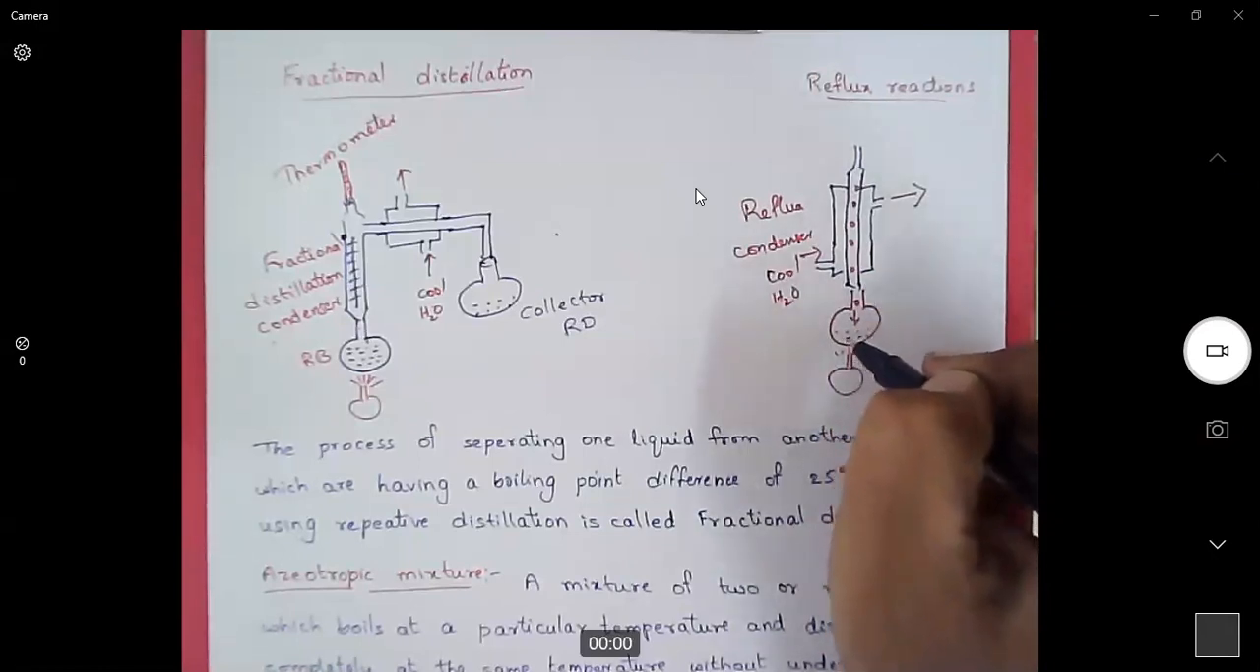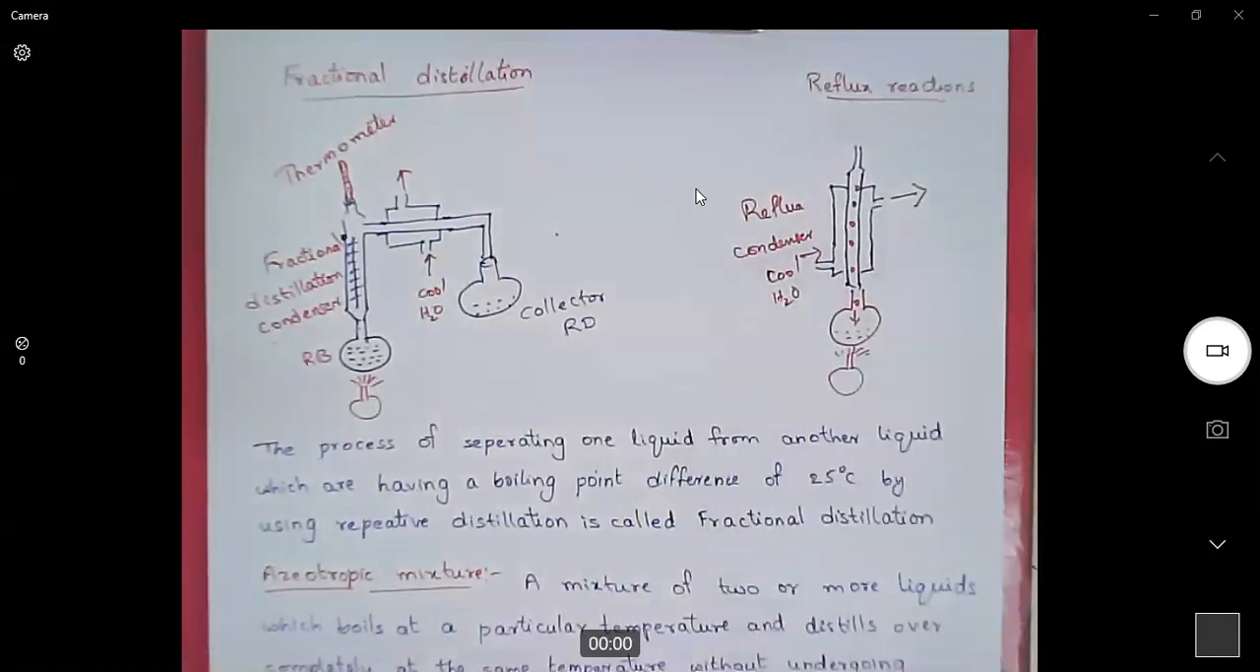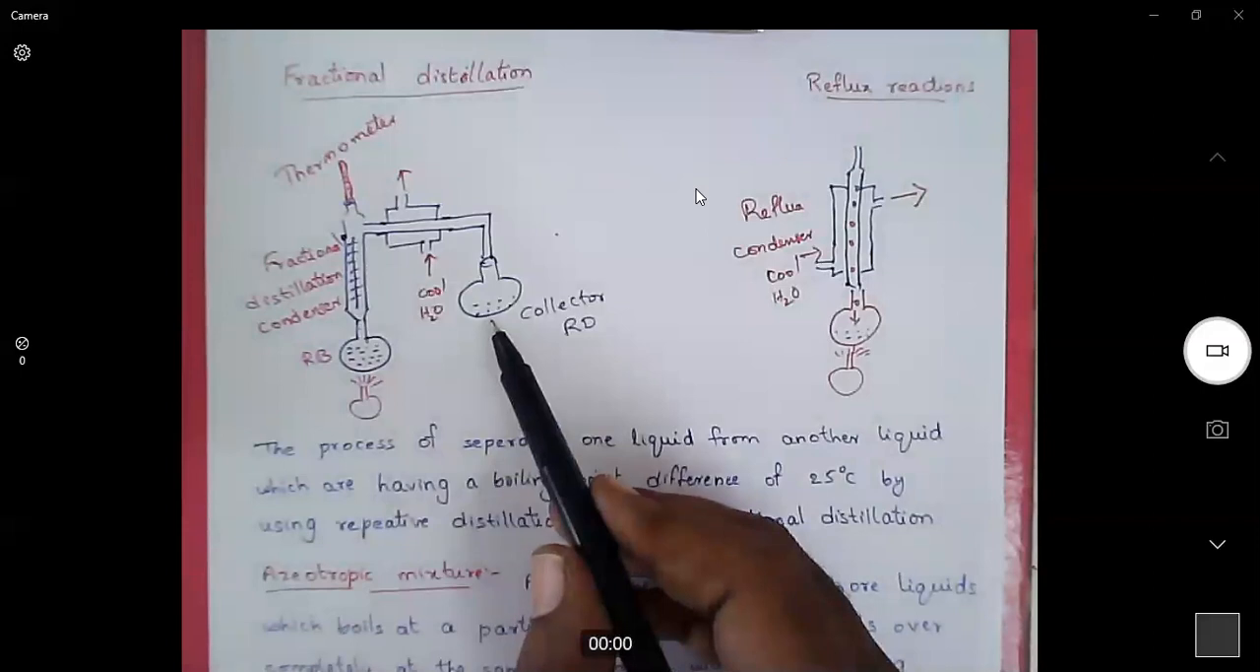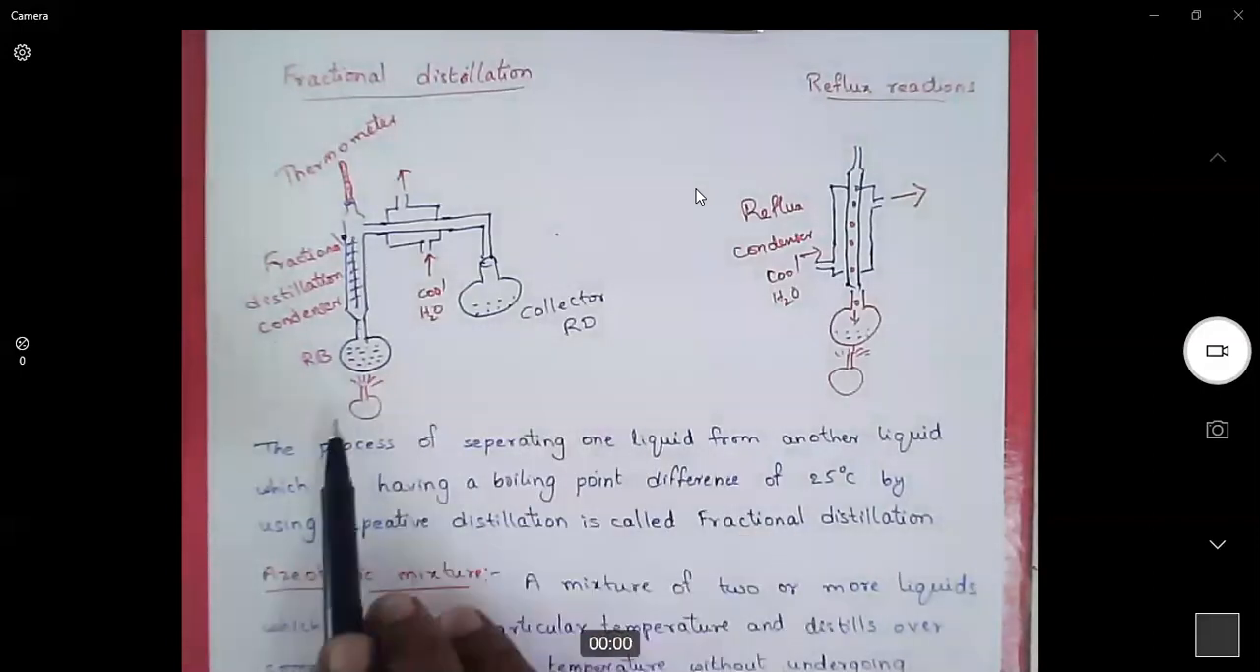So we don't observe any loss of solvent. So this is what is called a reflux condenser. There are four different condensers: normal condenser, vacuum condenser, fractional distillation condenser, and the reflux condenser. The first three condensers are used for purification of solvents. When we have a mixture of solvents, we can purify them.